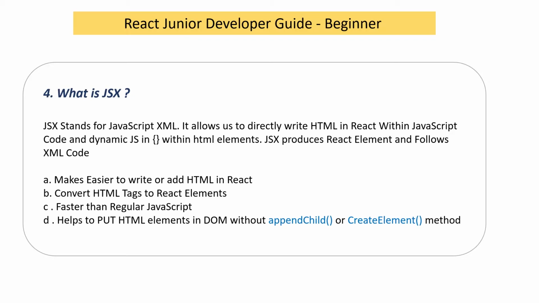And JSX produces React elements and follows XML syntax. Obviously you need to use angle brackets to use XML code, and also it uses React elements, so that's why it's called JSX, JavaScript XML. And what it does is make it easier to write or add HTML in React. Normally we don't use plain HTML in React, we use JSX, and that JSX is actually the HTML in React. And it converts HTML tags like the p tag, h tag, image tag, etc. to React elements, so that we work the React way.